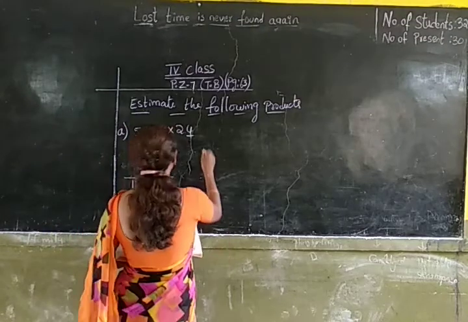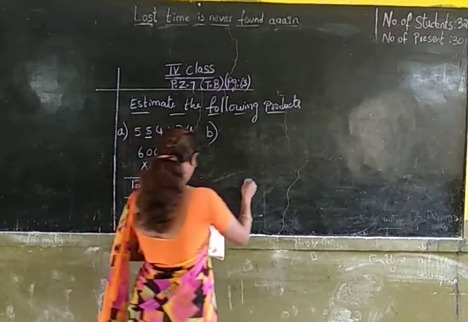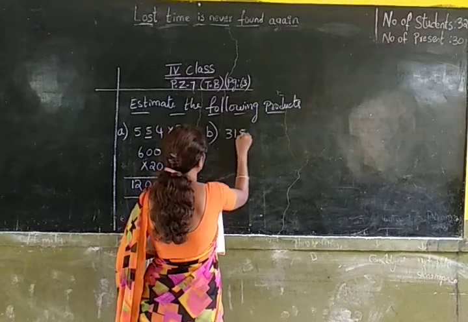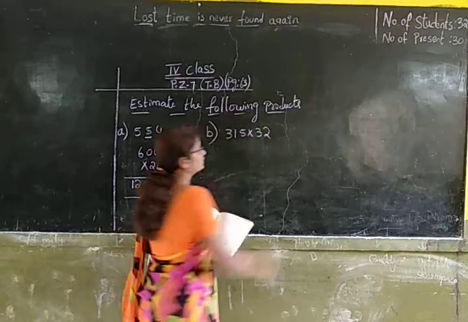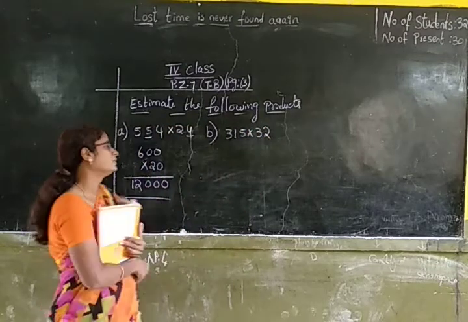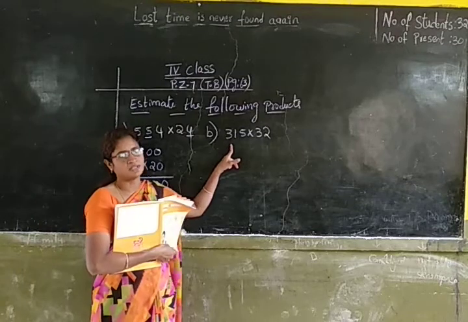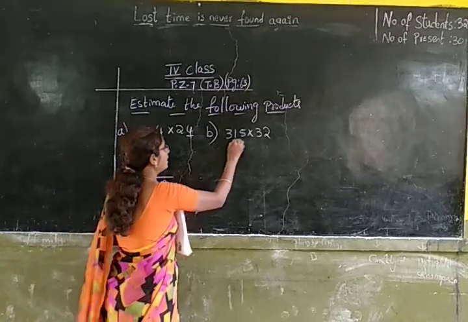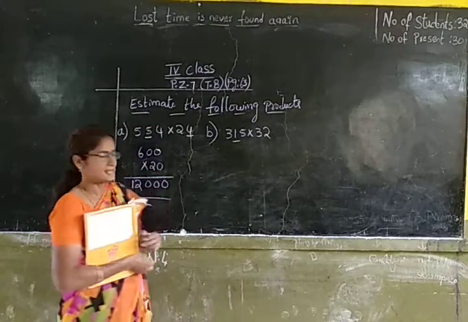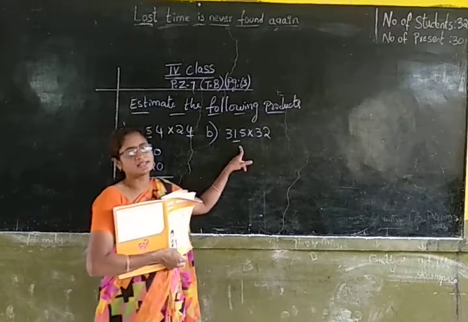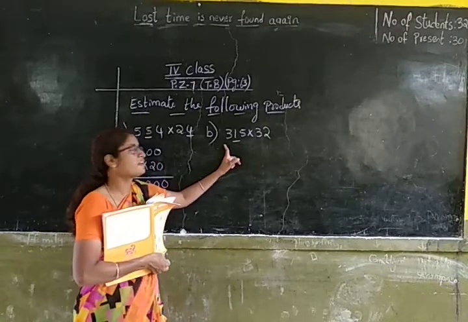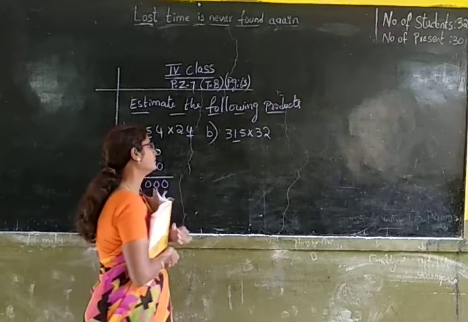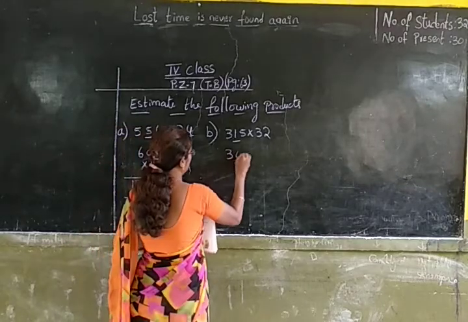Now let us do the B sum. Okay children. 315 into 32. First let us round off this number to the nearest hundreds. For that we have to underline the digit at its tens place. Here the digit at its tens place is 1. So no need of adding 1 to the next number. So this will become 300.